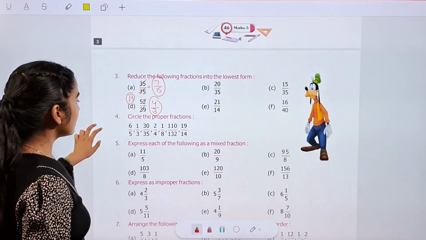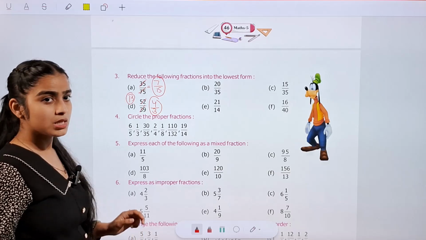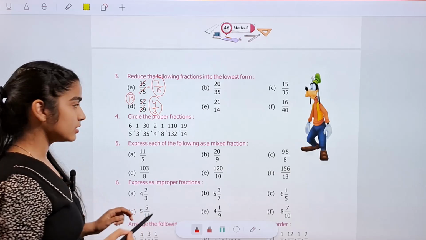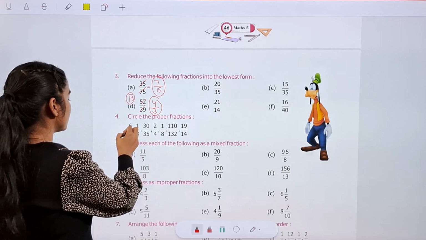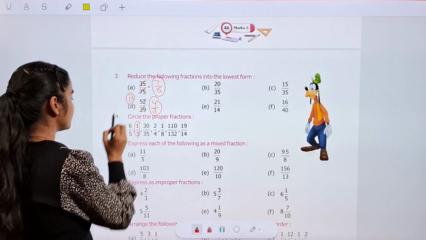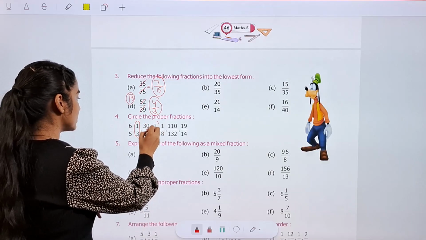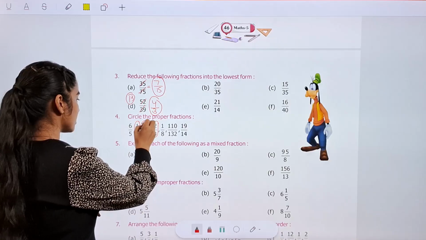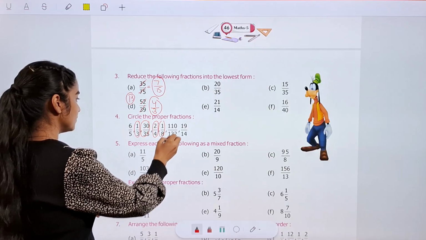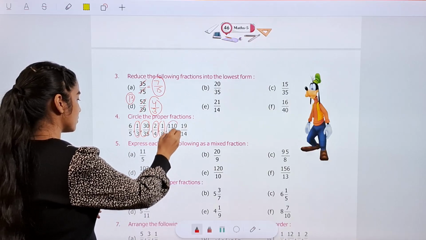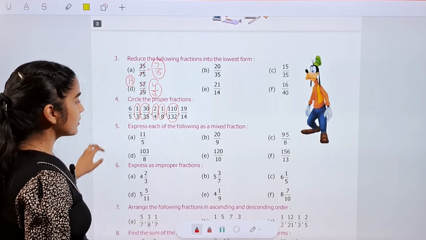Now circle the proper fraction. Proper fraction means the denominator is bigger compared to the numerator. So this is a proper fraction, this is a proper fraction, this is a proper fraction, this is also, and this is also.